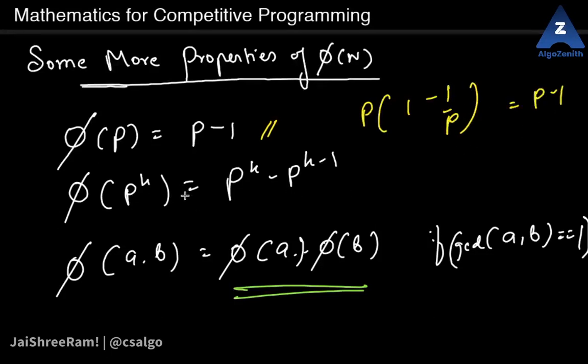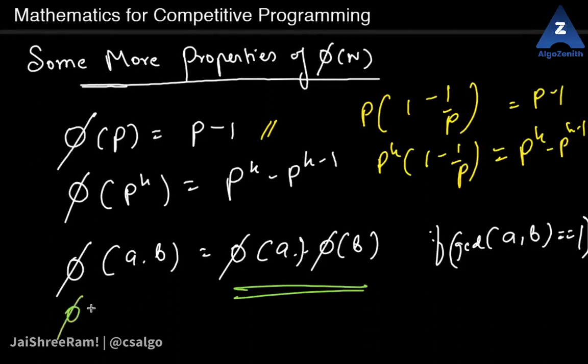Now for p to the power k, the totient is p to the power k minus p to the power k minus 1, because p to the power k multiplied by 1 minus 1 by p, this would be p to the power k minus p to the power k minus 1, right? Now this is an interesting property, that totient of a times b is equal to totient of a multiplied by totient of b if GCD of a and b is 1, like if they are co-prime. So if there is no prime common to a and b, we can split the totient into different numbers, which is quite true, right?